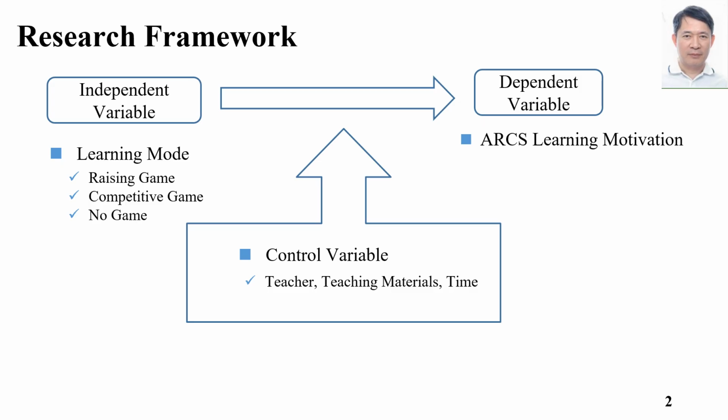For example, if we want to compare the effects of 3 different learning modes on ARCS learning motivation, one-way ANOVA is an appropriate analysis method. In this case, we are interested in analyzing the differences among 3 different learning modes: racing game, competitive game, and no game.